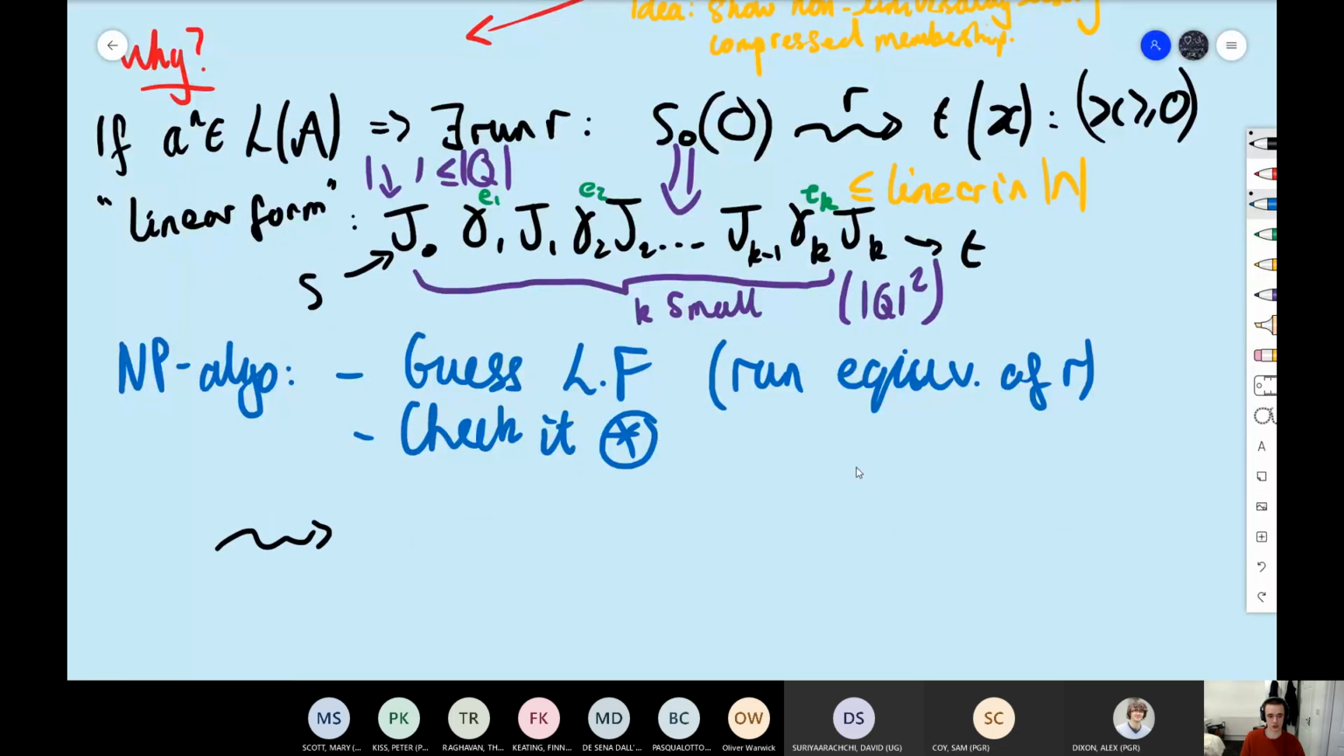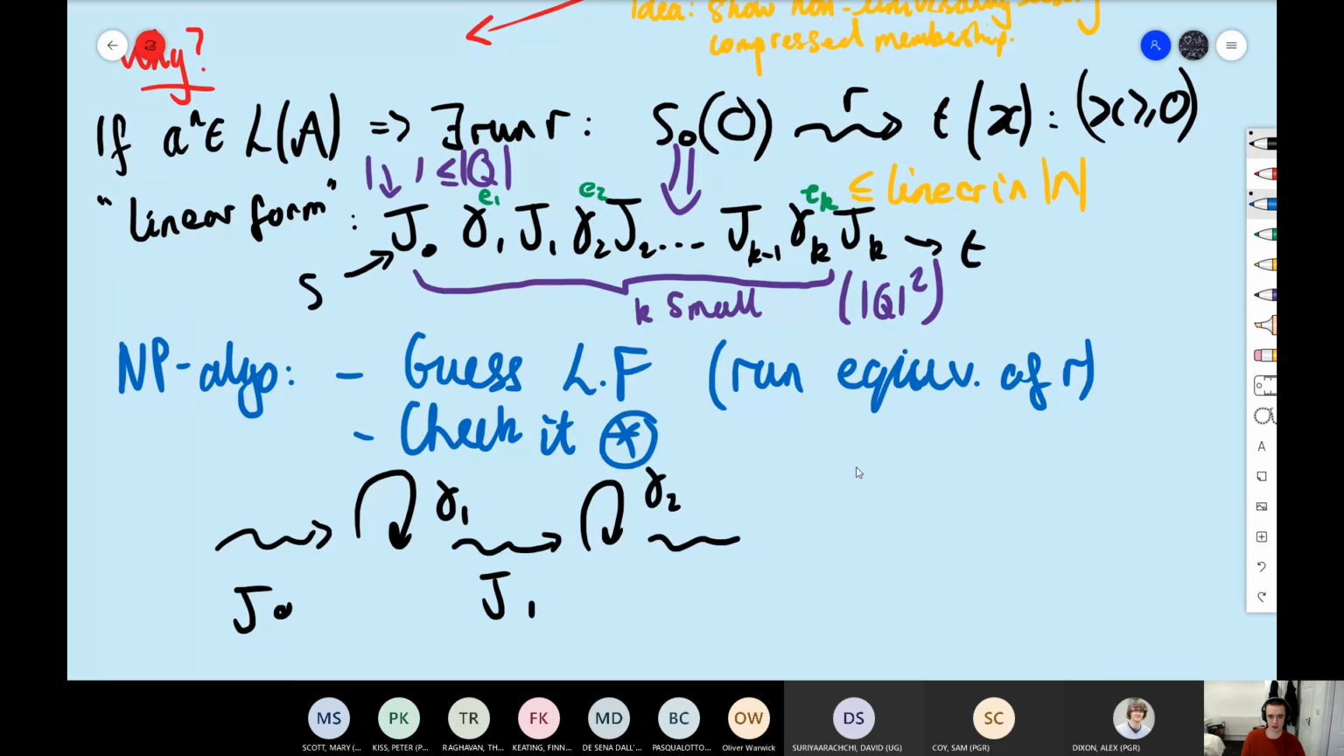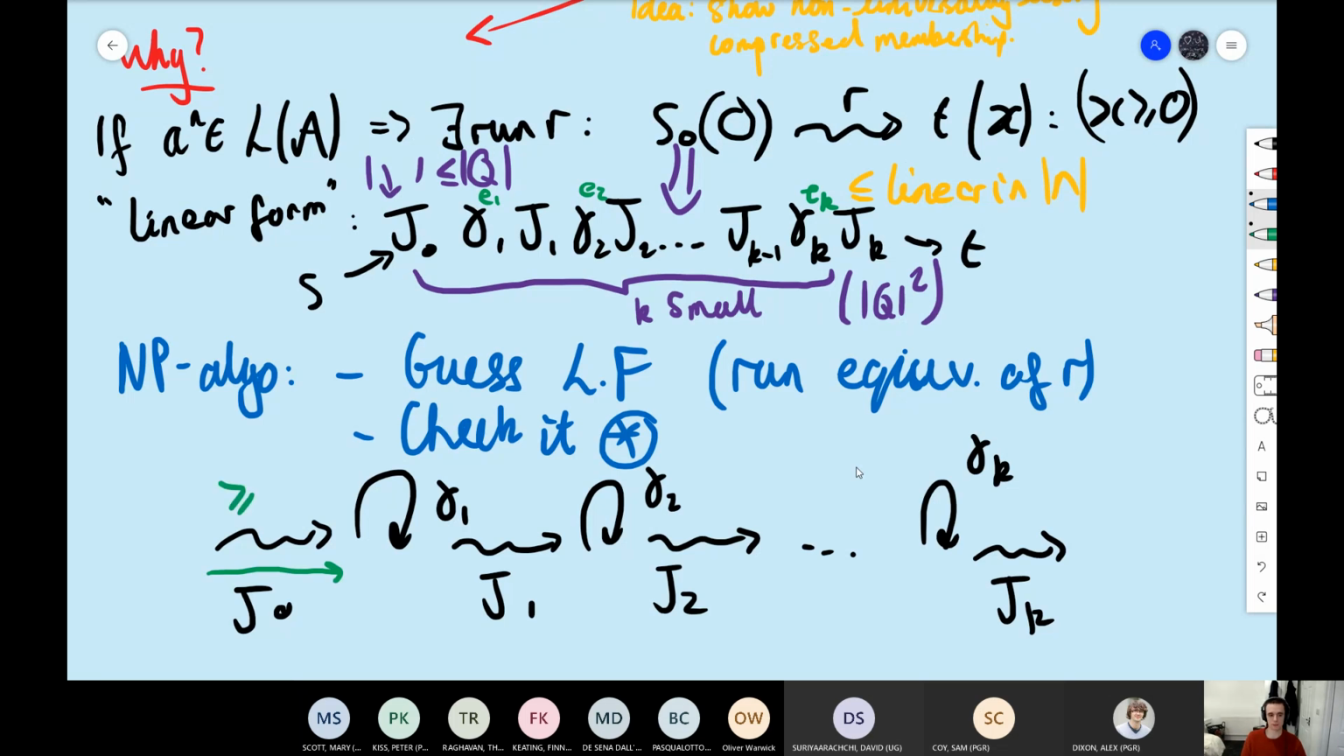So the idea is you have some run tau to some cycle gamma 1 to some other run tau 1 to some other cycle number 2, etc. You get the idea. And then the final cycle and the final run. They look like J's, not taus. I hope it's okay. To check this thing, you go along this and you check the non-negativity constraint. Then when you get to the cycle, you do the same thing.